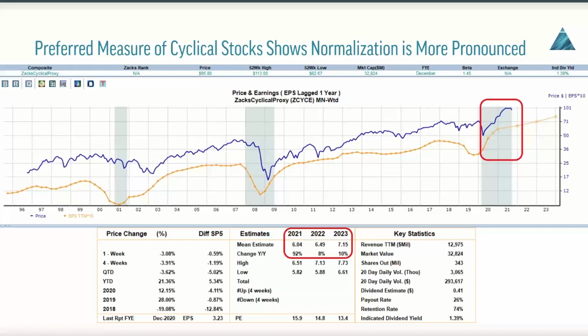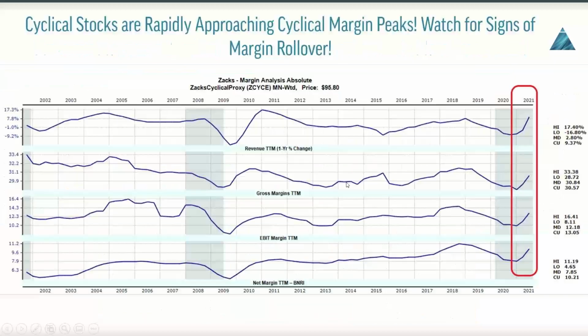The reason why this is important, and we have to keep a pulse on these cyclical names, right? Remember, these are the 200 stocks that are the most sensitive to the economic cycle. The reason this is important is, again, we go back to margins, right? Cyclical stocks are rapidly approaching cyclical margin peaks. Remember, I told you that margins are cyclical, and we need to watch for any signs of margin rollover.